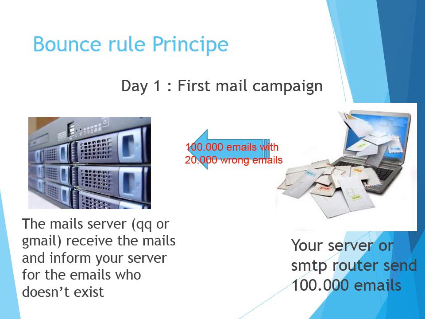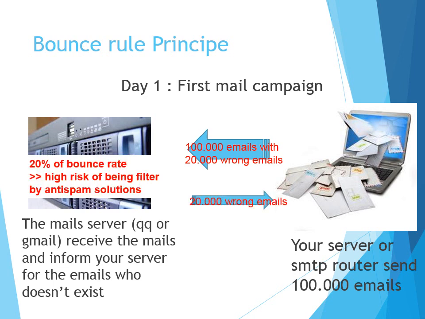So the mail server, like QQ or Gmail or Yahoo or any mail server, will inform you that the email doesn't exist. So you would have the return, but all these servers will know that you have 20% of bounce rate. You have 20% of the emails bounced or wrong. So at that time, you have a very high risk of being filtered by an anti-spam solution. So on this day, a lot of your first emails will maybe be filtered by the anti-spam solution, which is bad.